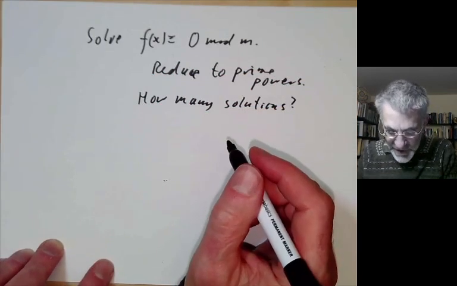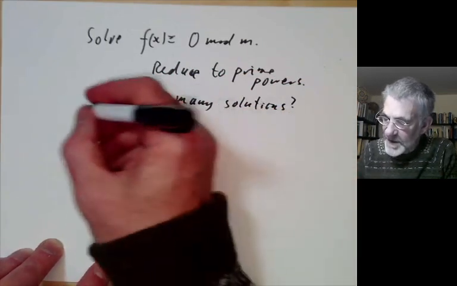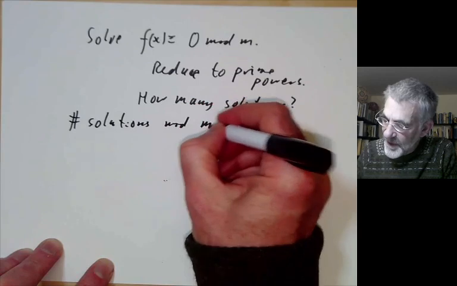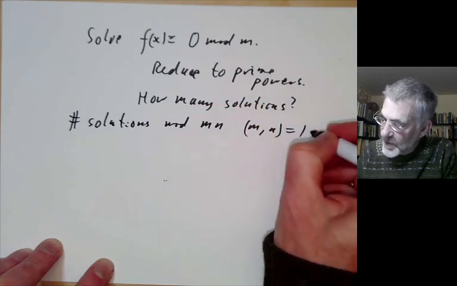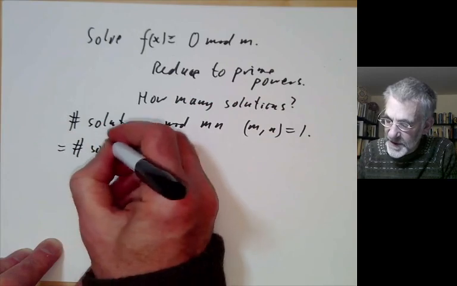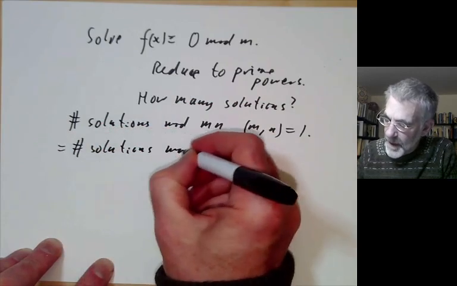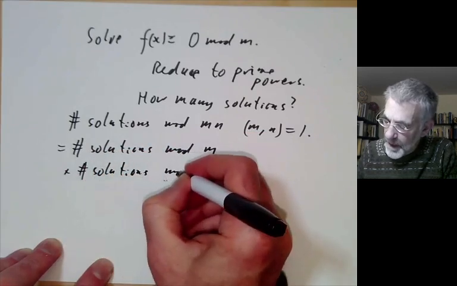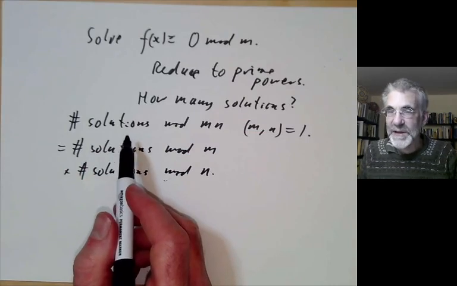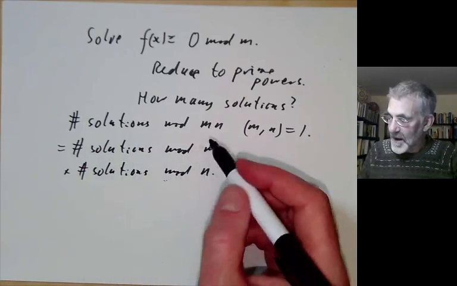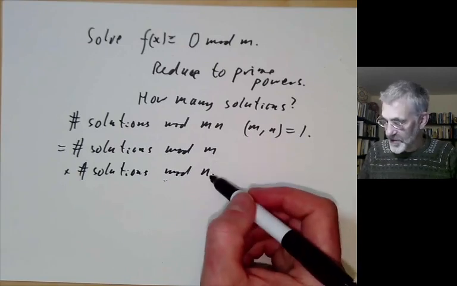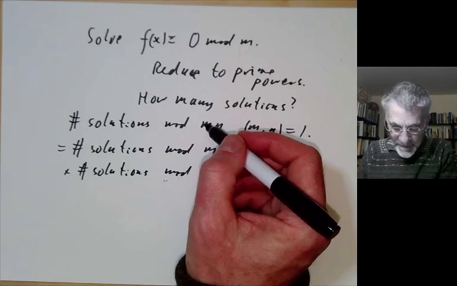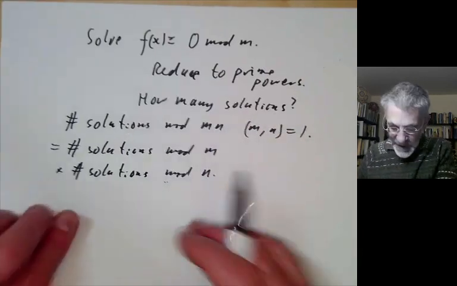Well, the Chinese remainder theorem tells us this as well, because the number of solutions modulo mn for m and n coprime is just the number of solutions modulo m times the number of solutions mod n. This is essentially a restatement of the Chinese remainder theorem, because every time we've got a solution modulo m and a solution modulo n, the Chinese remainder theorem says we get a solution modulo mn.